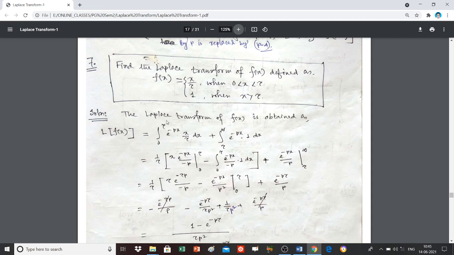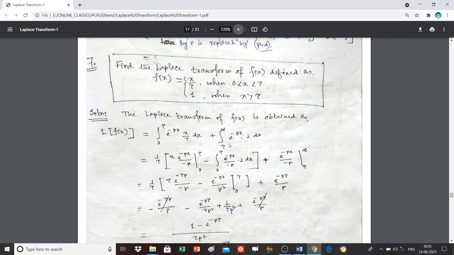So that is 0 to tau e to the minus px, then the function. As defined here, the value of the function f(x) should be x by tau in the limit 0 to tau. So that is here e to the minus px, then x by tau, then dx.